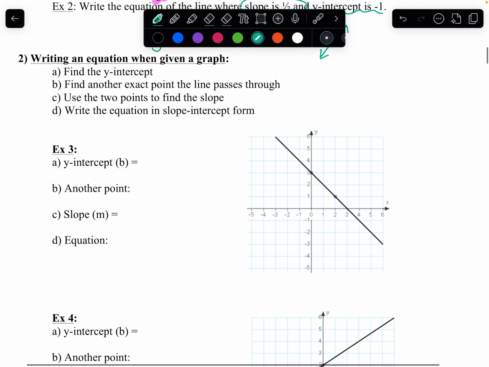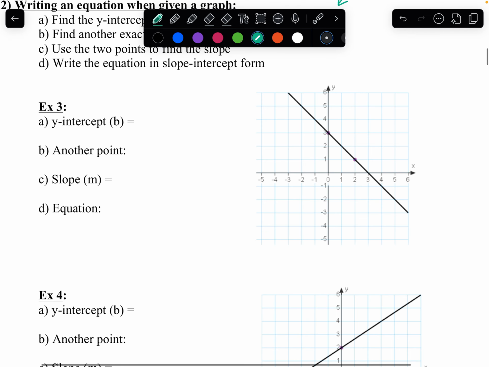So what we're going to do next is write an equation given a graph. Again, we've already done this, but it's good to keep reviewing it. So our y-intercept, that's where we cross our y-axis, is 3. Remember, we can write it as an actual point, which would be (0, 3). Another point, again, we want a lattice point. So the point, it's already marked, is (2, 1).